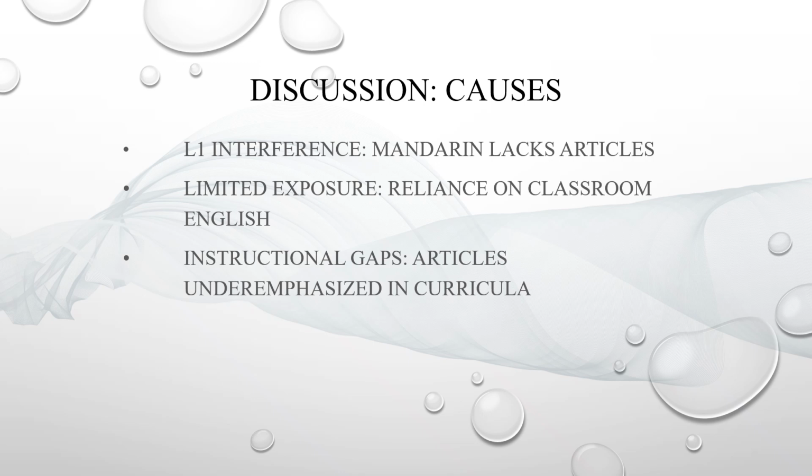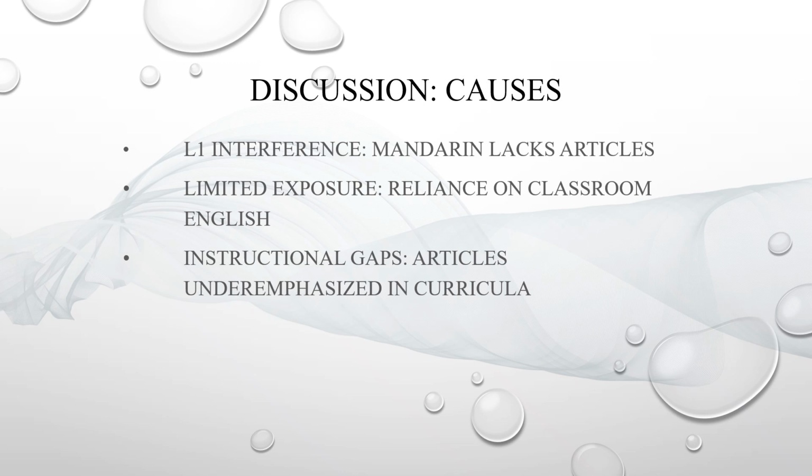So, what are the causes for these errors? Three main causes stand out. First, L1 interference. Mandarin has no article system, so learners transfer this absence into English. For example, definiteness is expressed through word order or context in Mandarin, not through a marker like the.